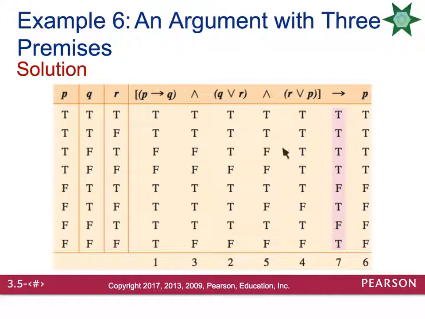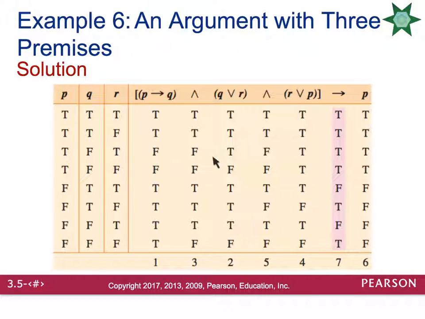Now, what I was telling you before about this: if we do the three premises, this one and this one and this one, we can just look for three trues. In other words, for it to be true, all three of these premises have to be true. So true, true, true gives us true. True, true, true gives us true.